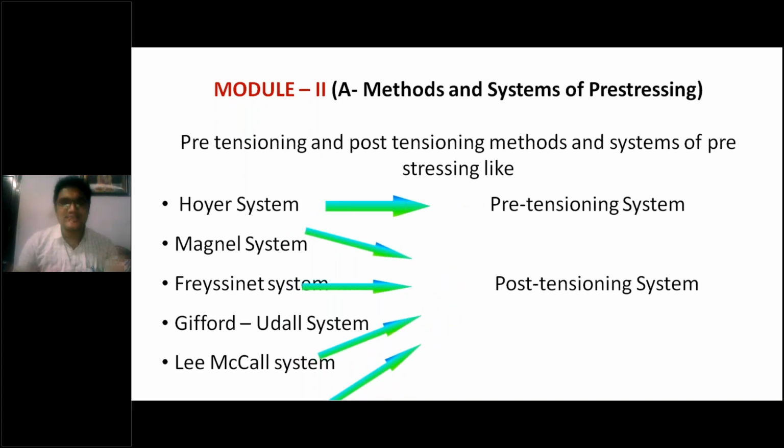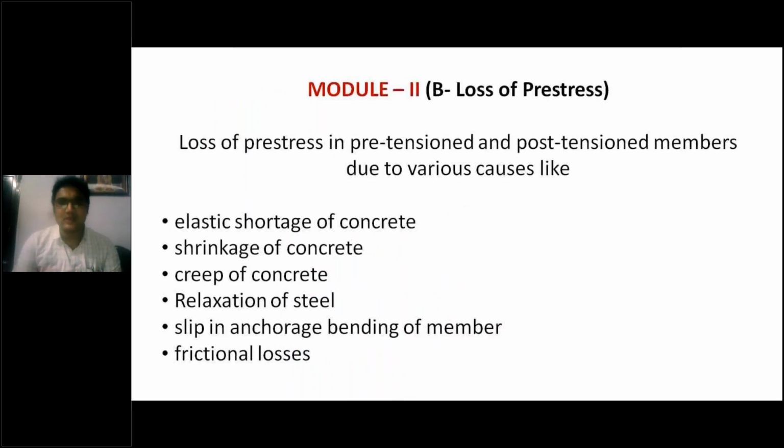Let's go to the second part of the second module, which is loss of pre-stress, I mean pre-stressing loss. Whenever a body is subjected to load, definitely some losses take place, isn't it? For example, when a beam is subjected to load, due to some kind of disturbances, there may be some loss. That loss will lead to a decrease in its strength. In that way, the losses of pre-stress will also be defined here very clearly, in terms of pre-tensioning and post-tensioning. The losses of pre-stress in pre-tensioning and post-tensioning methods are due to various causes. What are those causes?